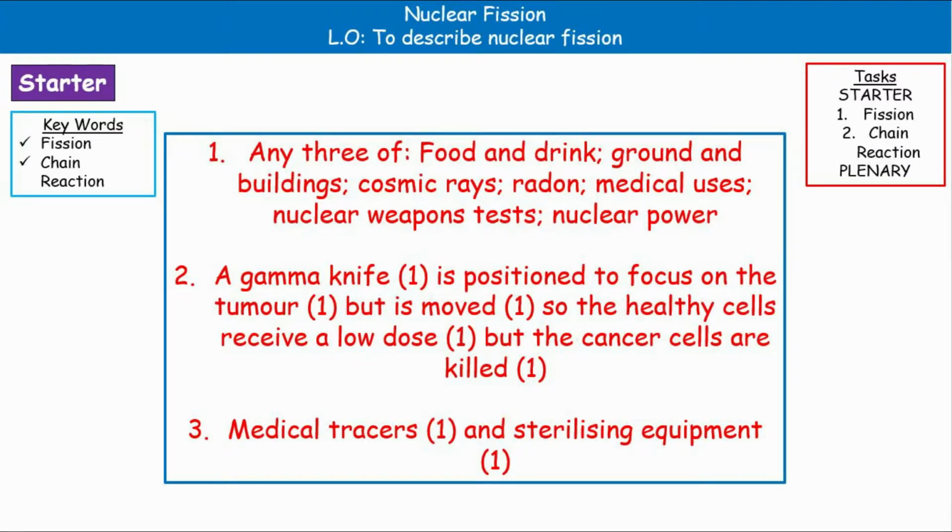For question 2, we've got 4 marks available. The first one is for saying it's a gamma knife. The second one is for saying that we position it to focus on the tumour. Third is for saying it moves. And the fourth is for saying that the healthy cells receive a low dose. And I just realised there's 5 marks there instead, not 4. And that means the cancer cells are killed. So a gamma knife is positioned to focus on the tumour, but it moves so the healthy cells receive a low dose, but the cancer cells get the high dose, so are killed. So that's a maximum of 5 for question 2.